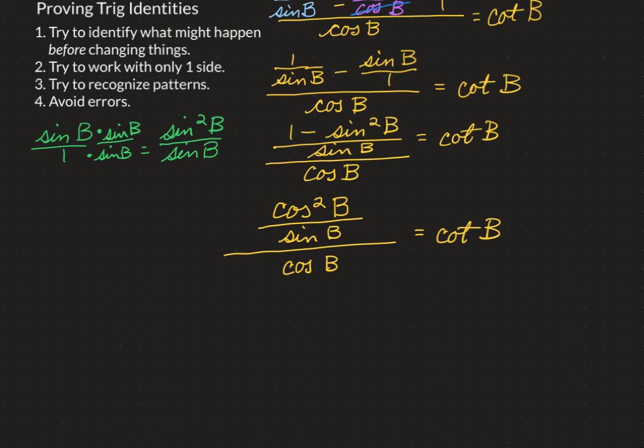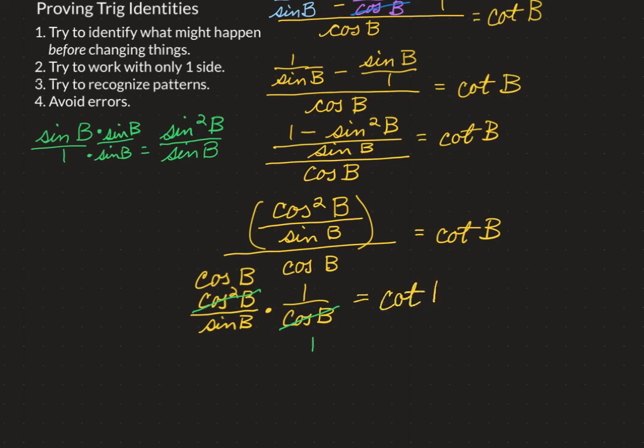All right, we have a complex fraction. Let's take that numerator, cosine squared b over sine b, and we're going to divide by the denominator. Wait a minute, we're dividing into a fraction. So let's work with the reciprocal. Let's multiply by the reciprocal of cosine b. Well, that's 1 over cosine b. Cosine b divided by cosine b is equal to 1. Cosine squared b divided by cosine b is equal to cosine b. But everything on the left is still equal to cotangent of b.